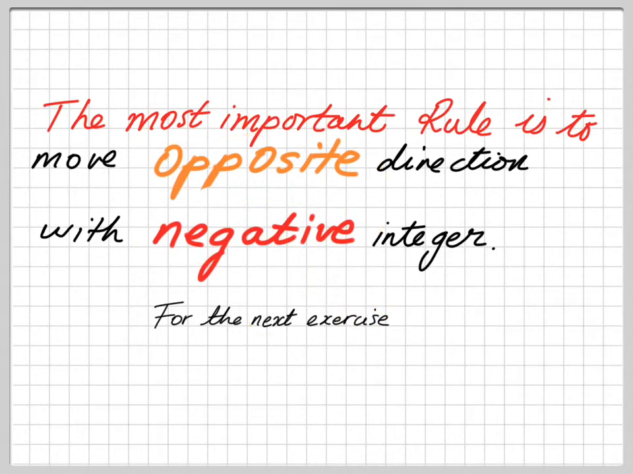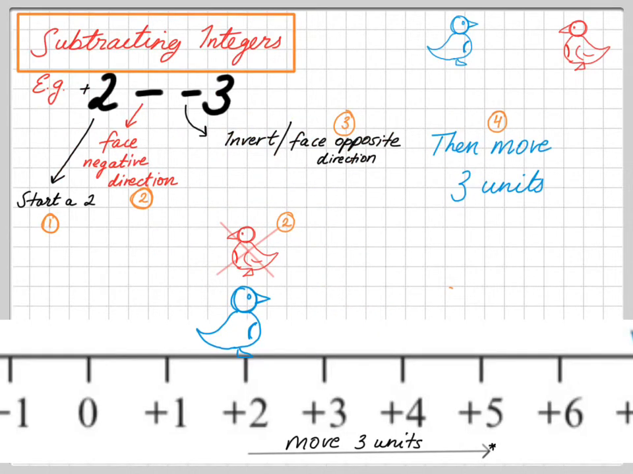Righty. Now, for subtracting integers, I've made this as an example. I believe that when we do examples, we'll better understand what we're covering. So we have a positive 2, and we subtract a negative 3. The first step is we start at 2. So that's our first step. We start at 2.